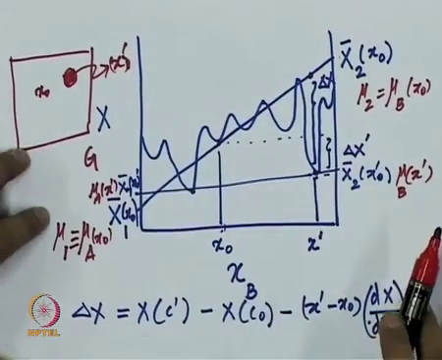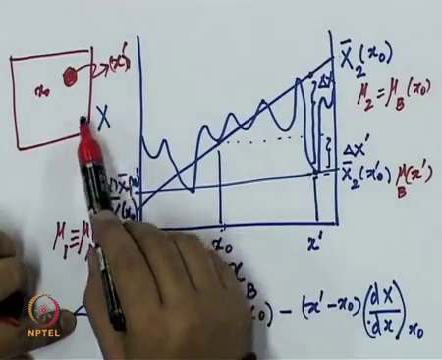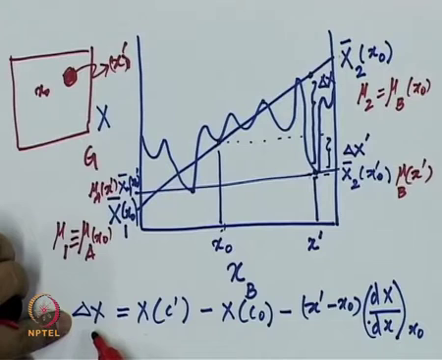What we showed in the previous section of this lecture is that the change in the property associated with this exercise, the delta x, is nothing but property at C prime minus property at C naught, because from C naught we are producing C prime, minus x prime minus x naught times the rate of change of property with respect to composition calculated for the overall composition from which you are trying to produce the material. So, dx by dx calculated at x naught multiplying the difference in composition, that also has to be subtracted.